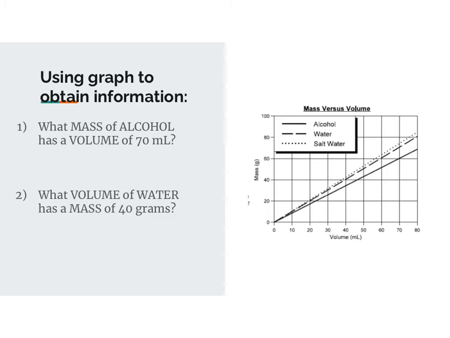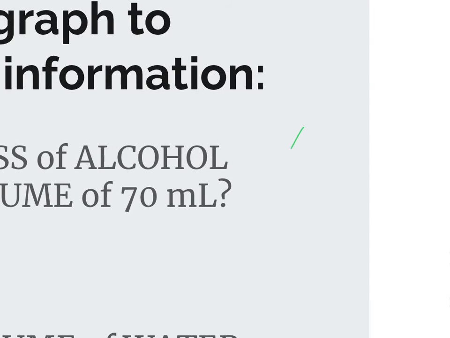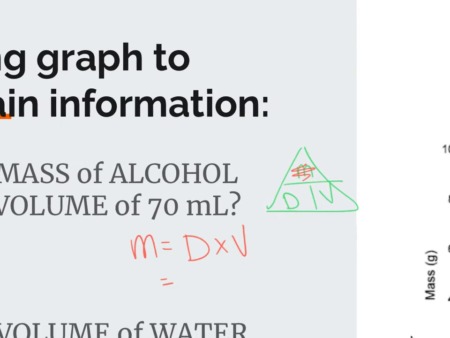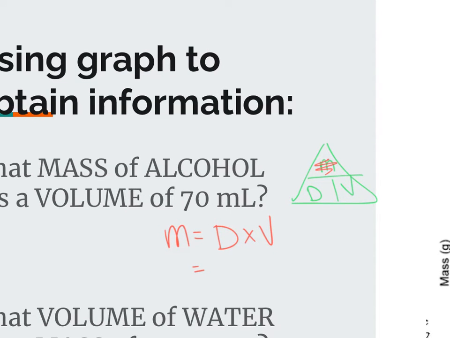All right, so what if instead I changed the question for you? What if I said, what is the mass of the alcohol? If you want, we could use our triangle. If I use that triangle, remember I cover up the M, and then what is my equation? Yeah. So the volume, we're trying to figure out what is the mass of alcohol if I have a volume of 70.